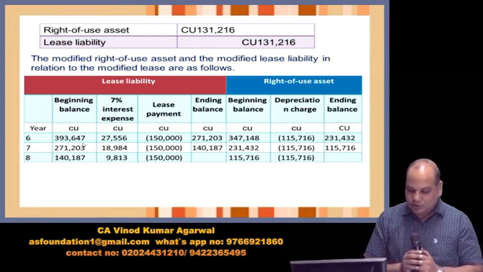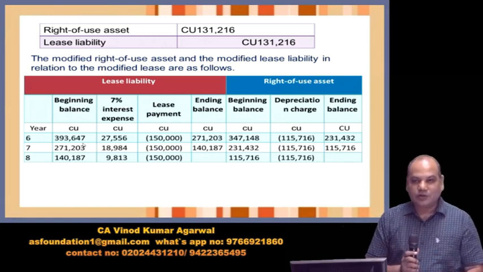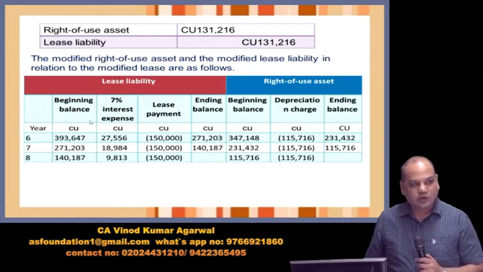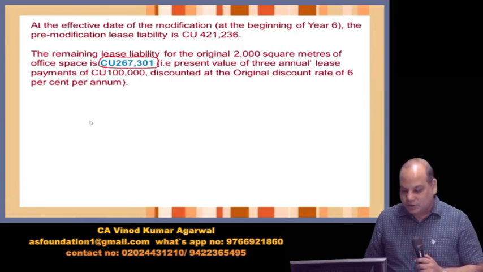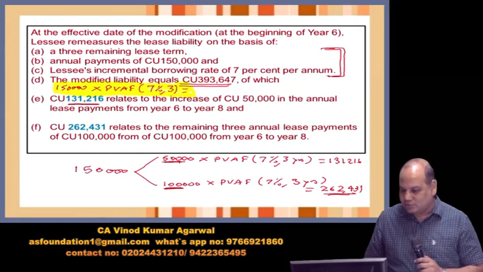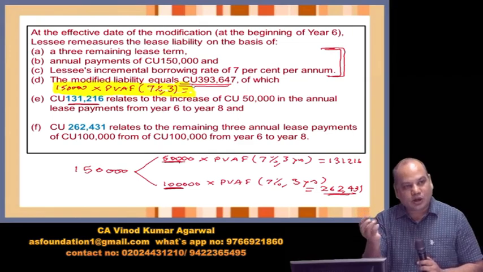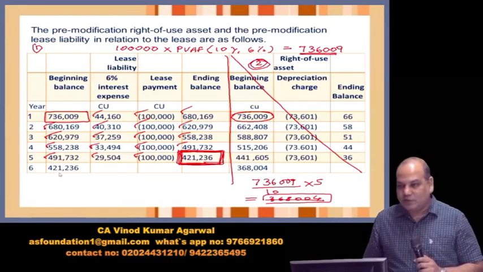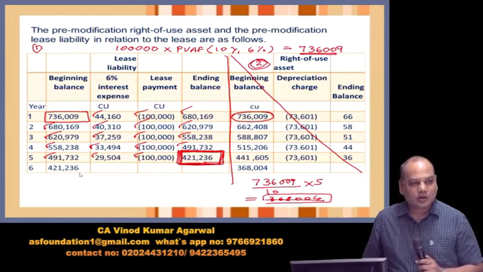Is it 393,647? Say yes or no. You can check it also. You want to check? Or you understood? Sir, where is 393,647? Dear student, it is here only, after the table. And you calculate it using your accounts also. In my books of account, right now the figure is 421,236. Take this on your calculator.